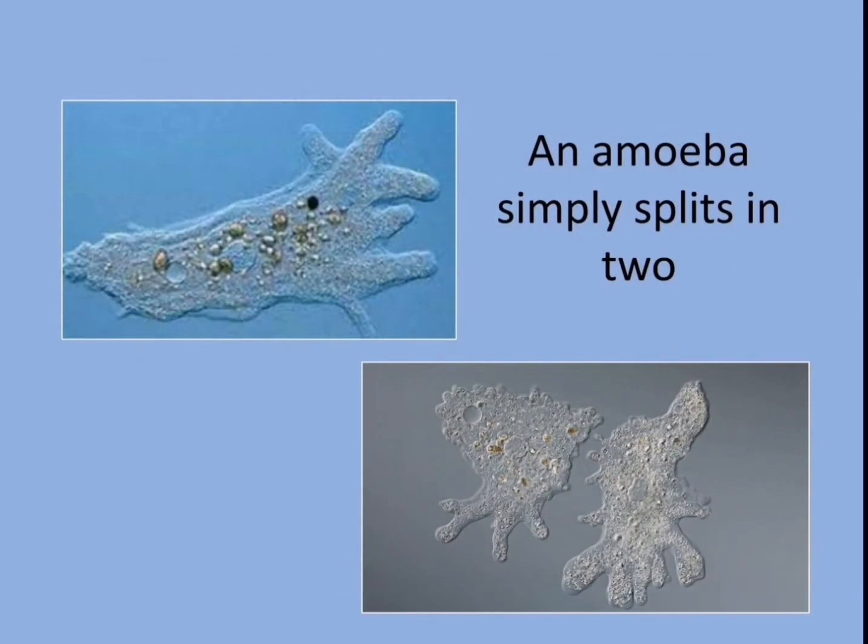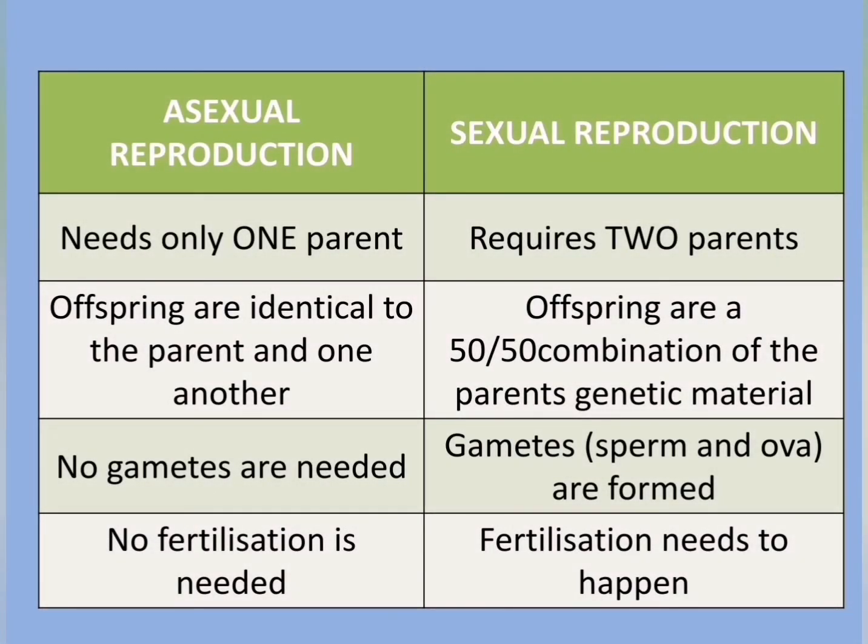You even see asexual reproduction in small little unicellular organisms like this little animal which is called an amoeba. It reproduces by simply splitting into two. So again, you only need one parent, you don't need two. This table gives a really easy summary and a comparison of the differences between asexual and sexual reproduction.